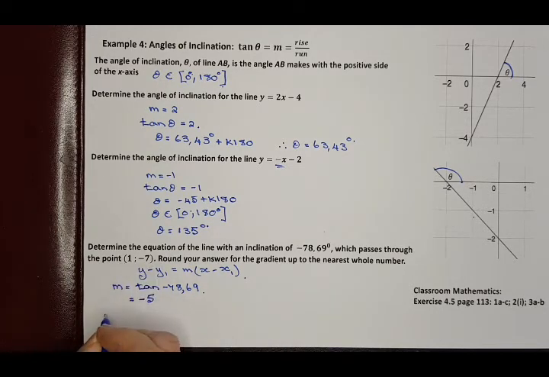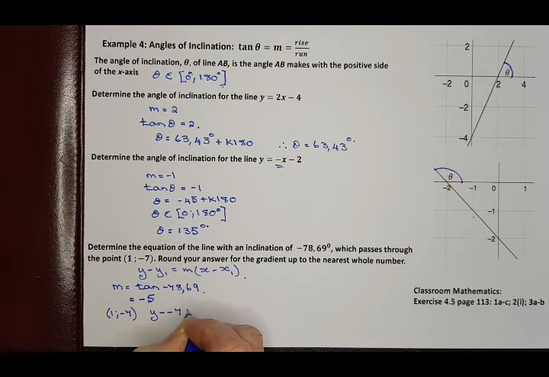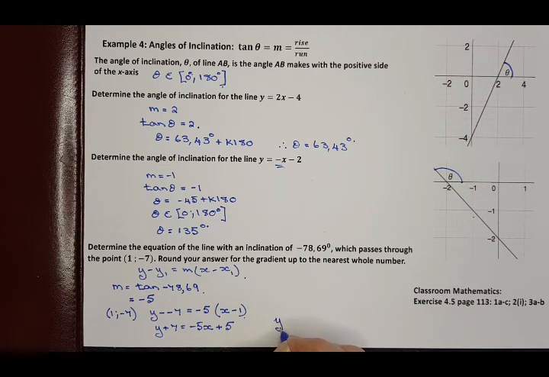Substituting in the ordered pair that I have, the point (1; minus 7), I can do y minus minus 7 is equal to my gradient, 5, times (x minus 1). Y plus 7 is equal to 5x minus 5. So in this case, y is going to equal 5x minus 5 minus 7, which is 5x minus 12.